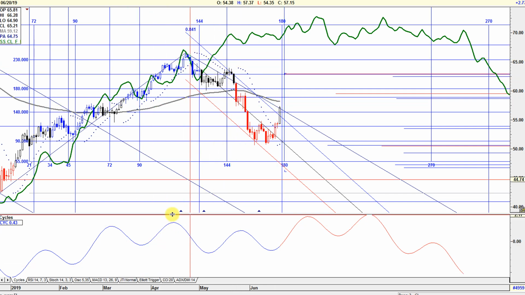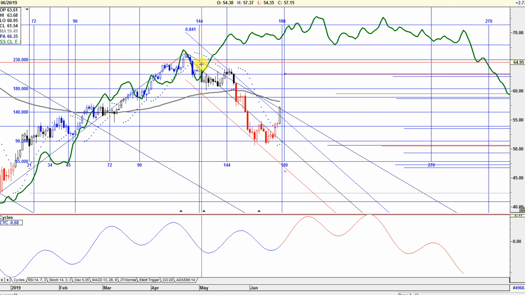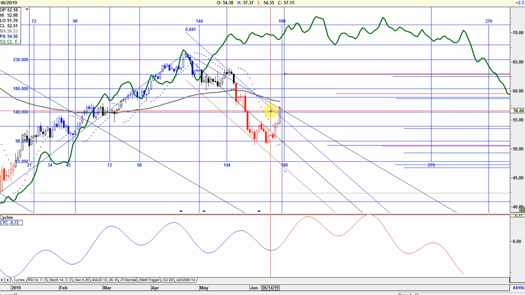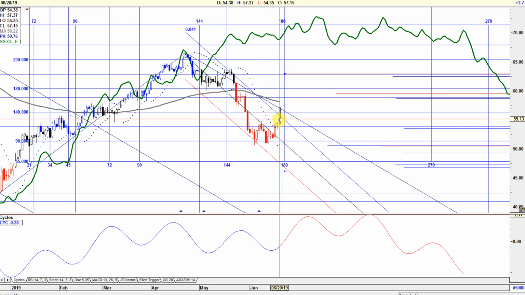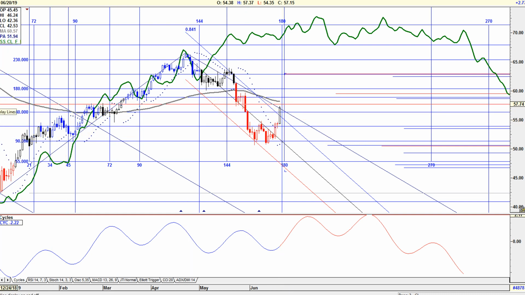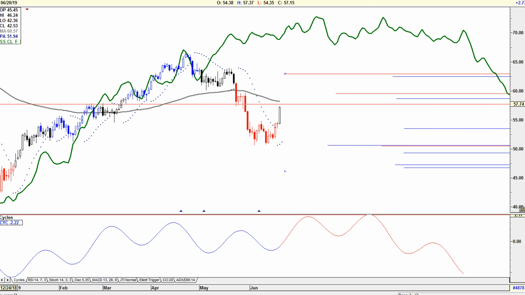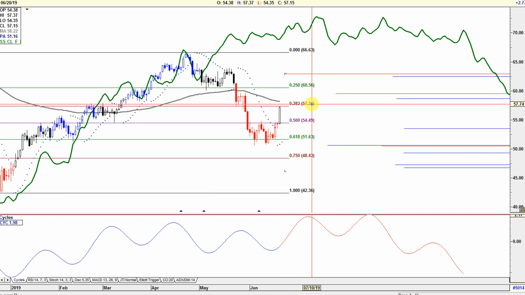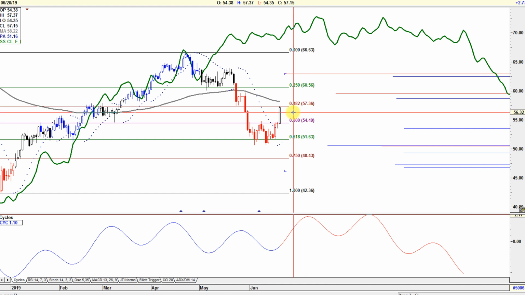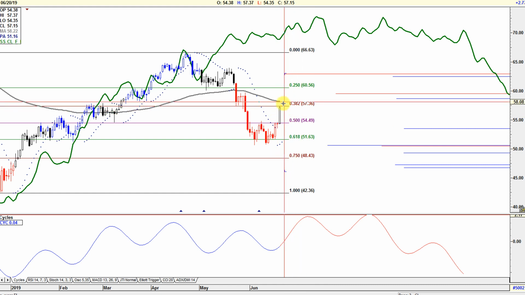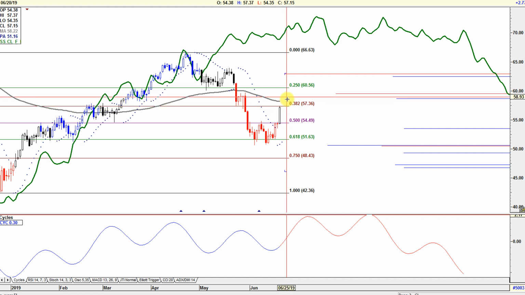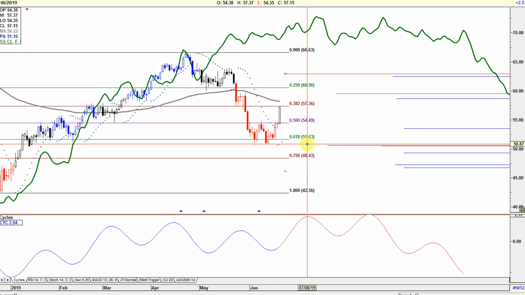And then you have the pitchfork right here. And we just kissed the pitchfork right there. And the linear regression channel just got broken to the upside. So that's things you want to keep an eye on. Fibonacci, you can see that we kissed the 57.36, the 0.382. Keep an eye on that. It could go higher if it's going to follow the cycles.